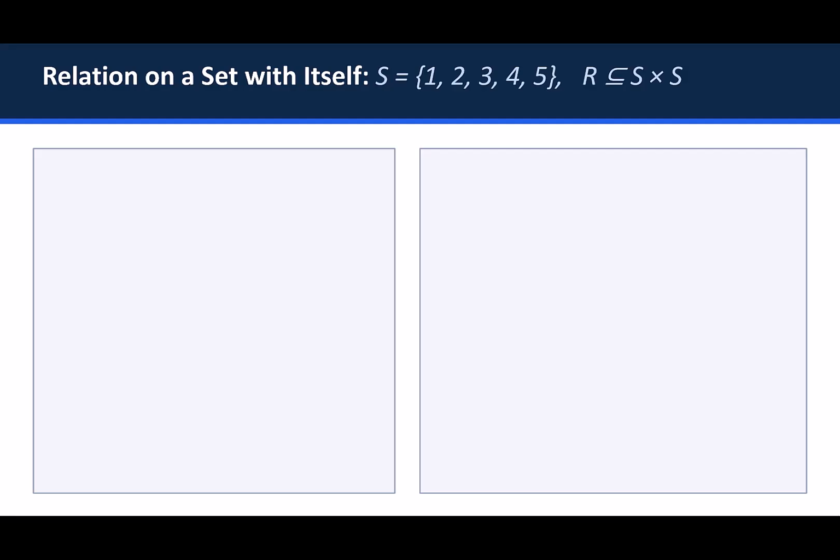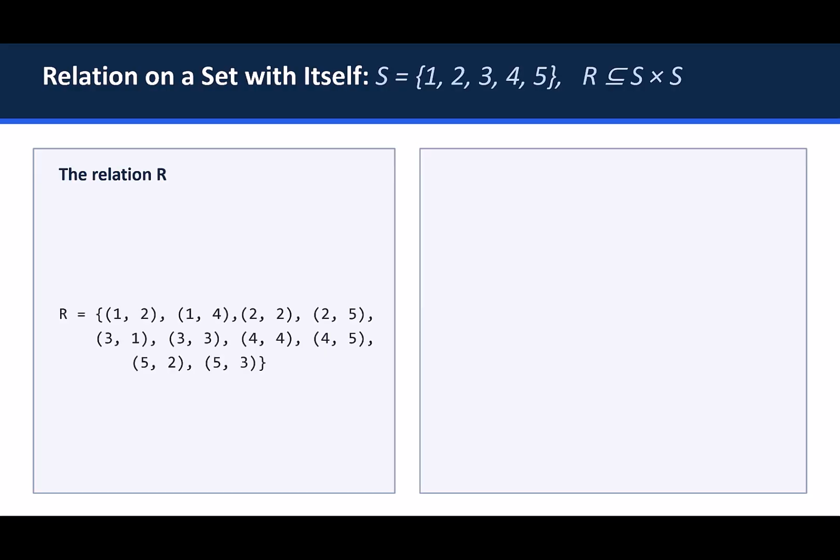Let's do one more example with a bigger set. We're going to use S is {1, 2, 3, 4, 5}, and we're going to do a relation from S to itself. Our relation R is going to be the set {(1,2), (1,4), (2,2), (2,5), (3,1), (3,3), (4,4), (4,5), (5,2), (5,3)}. In our matrix, the rows and columns both come from the set S. So our rows will be 1, 2, 3, 4, 5, and our columns will also be 1, 2, 3, 4, 5.